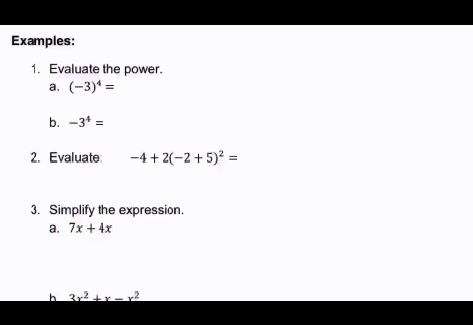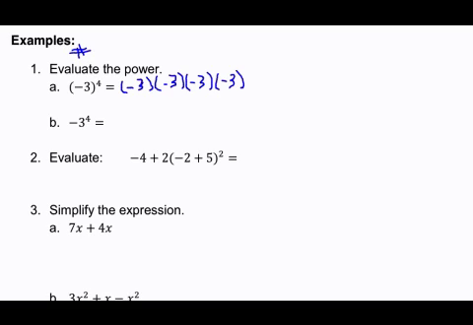Now we're going to use all these terms that we talked about and look at some examples of each. So number one, we are evaluating the power. Again, evaluate means that we are going to have a number answer. So in part A, we have negative 3 to the 4th power. Now remember, we're taking our base and multiplying it 4 different times. So this is going to be negative 3 times negative 3 times negative 3 times negative 3.